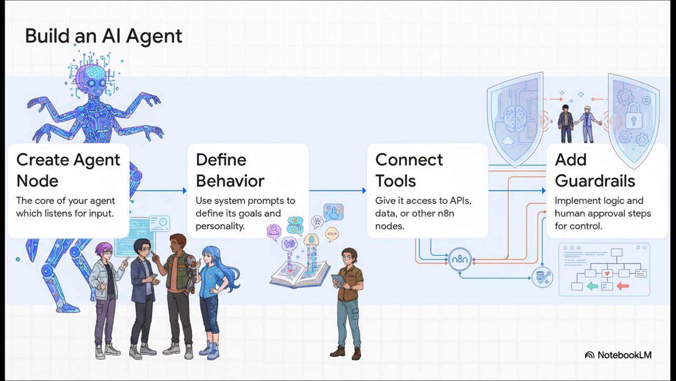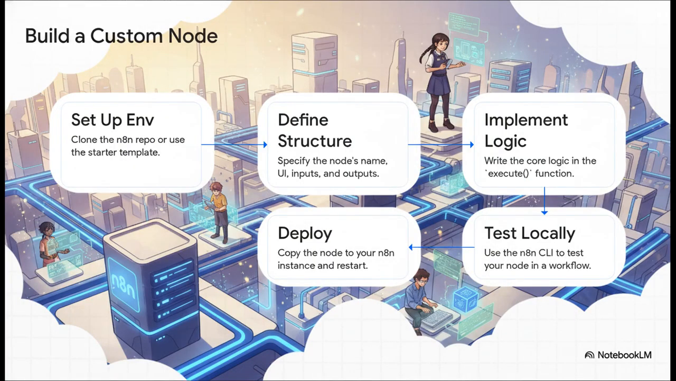And you know what? Building one is surprisingly simple. You just drop in the AI agent node, you tell it how to behave using some prompts, and then you give it tools, like other n8n nodes or API connections. Finally, you add some logic and maybe some human-in-the-loop guardrails, just to make sure it does exactly what you expect. And for the ultimate level of control, if you have some internal system or a custom API that doesn't have an integration, you can just build your own node.